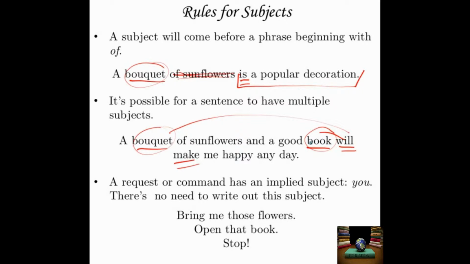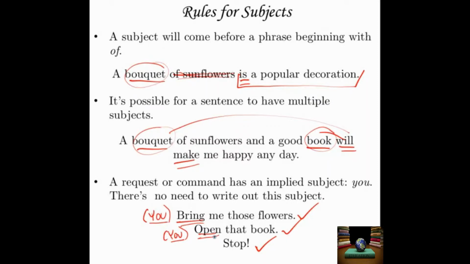Next, a request or command, what's called an imperative sentence, has an implied subject, you. There's no need to write out this subject. So, whether we say, bring me those flowers, or open that book, or simply stop, all of those sentences have a subject, but the subject isn't written down. Because if you look at bring me those flowers, well, bring is obviously going to be the verb, but what have you got for a subject? Well, it's not me, because me is receiving the bringing. I'm sitting here waiting for you to bring me my flowers. So obviously, the person I'm addressing, you, would be the subject. So if you ever have to diagram a sentence, put you in parentheses and underline it, because that's your subject. Similarly, open that book. Hey, you, person I'm talking to, you, open that book.